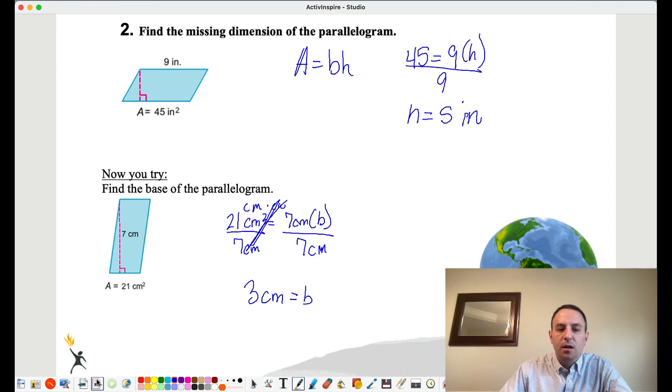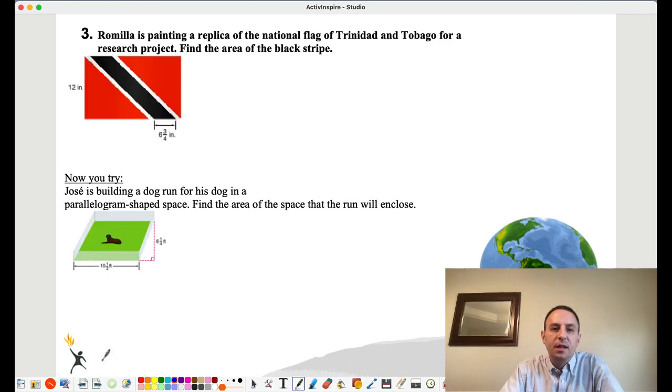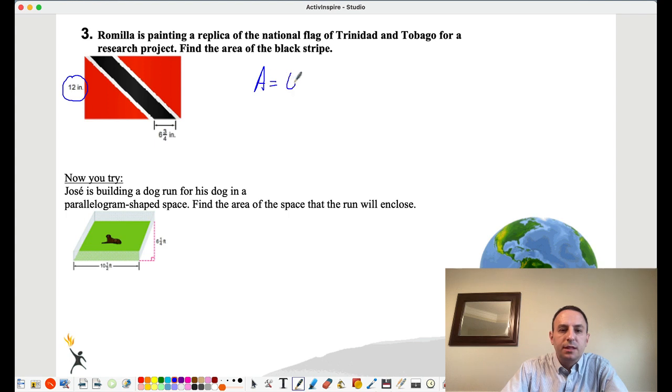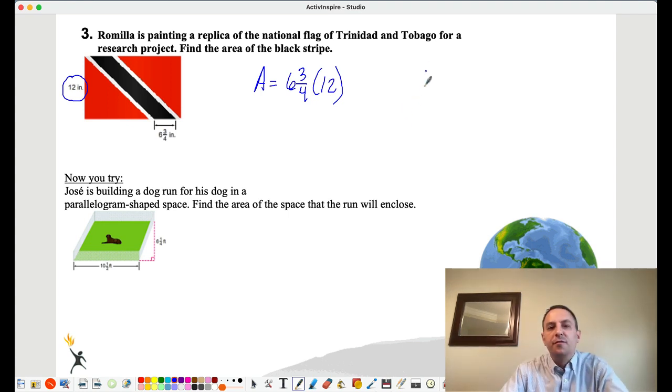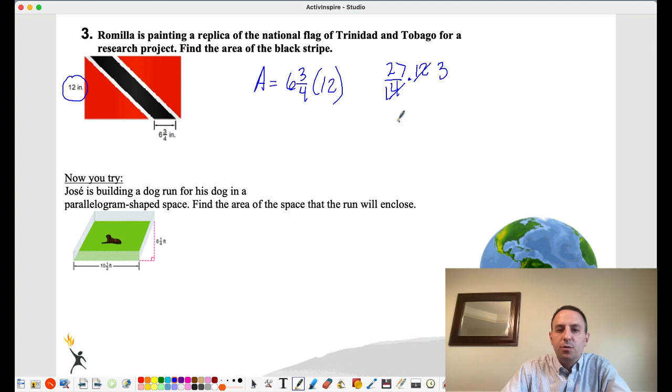Okay. All right, let's move on to these next two. So if we look at the painting of this replica of the national flag of Trinidad and Tobago, for a research priority, find the area of that stripe. Well, that stripe right here, that black stripe, is a parallelogram. And we can find the height over here, and we can find the base here. So area equals 6 3/4 times 12. Oh, now we got to bust out our fun math. So it becomes 27 over 4 times 12. You'd cross reduce down to 1 and 3. 3 times 27 happens to be 81 inches squared.